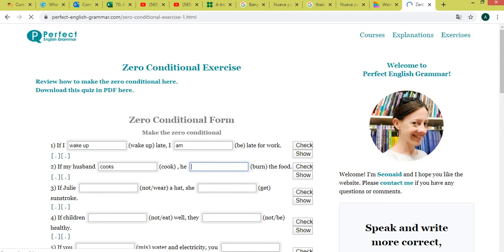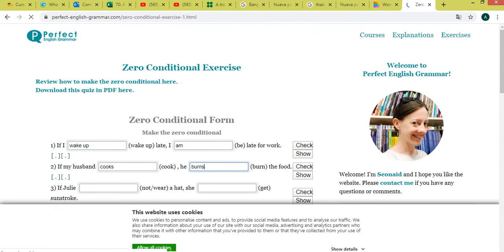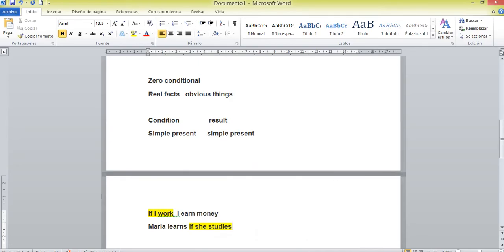So if my husband cooks, he burns the food. You see? So I'm using the S because it's he. So that's why it is important that you recognize how to use the simple present, right? How to use the simple present in affirmative, negative, and interrogative. So one more time, zero conditional. The condition, simple present. The result, simple present. Okay? The use, obvious things or normal things. Okay? Or real facts. That's the use of zero conditional.